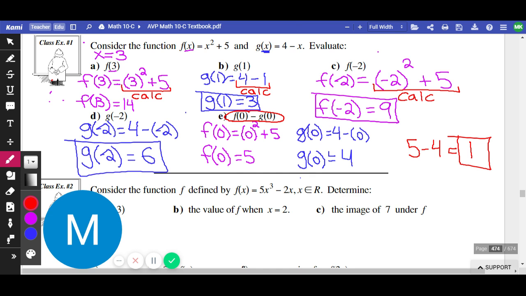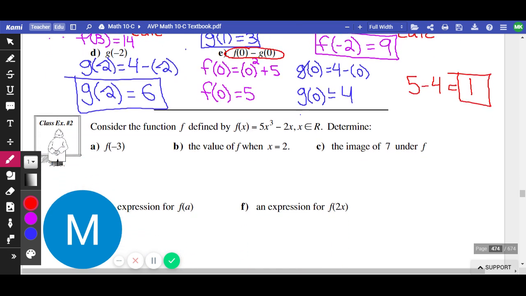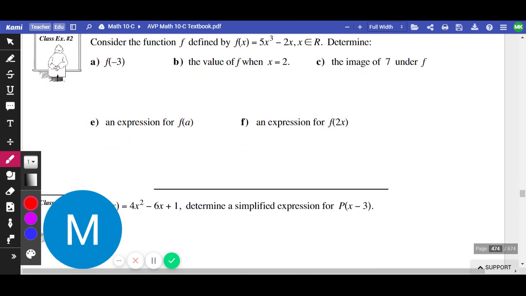We're going to scroll down and look at another question here. It says consider the function f defined by, then they give you the function. And then they put this part right here. Actually, this is a good topic. They put comma x ∈ ℝ. They're just telling you what x can be for the question. When they say x ∈ ℝ like that, that means x is an element of the real numbers. So for this function, x can be any number.